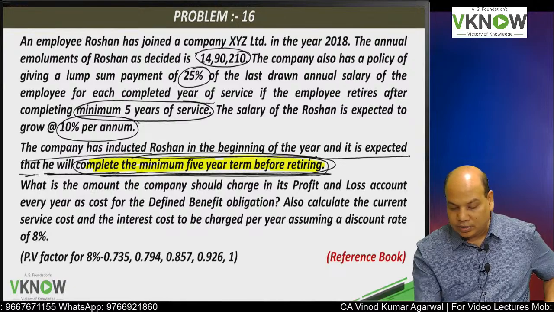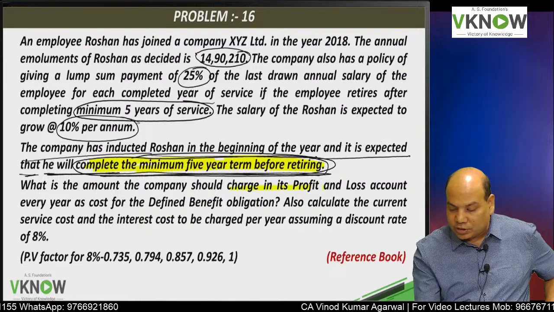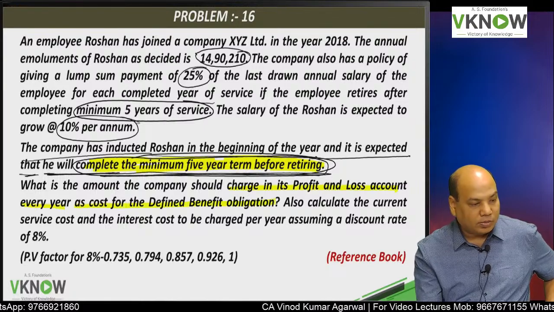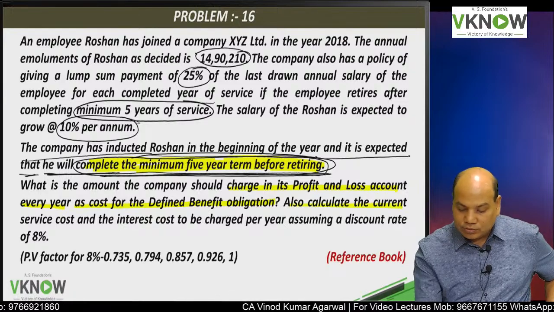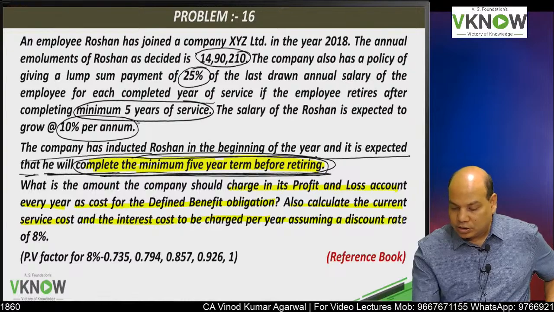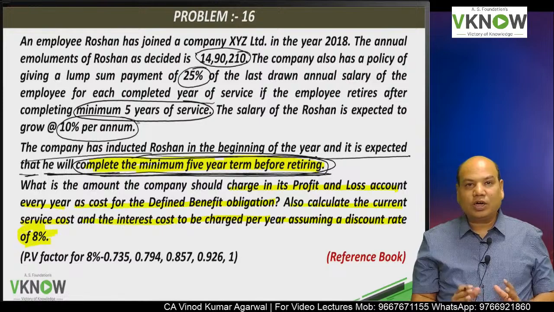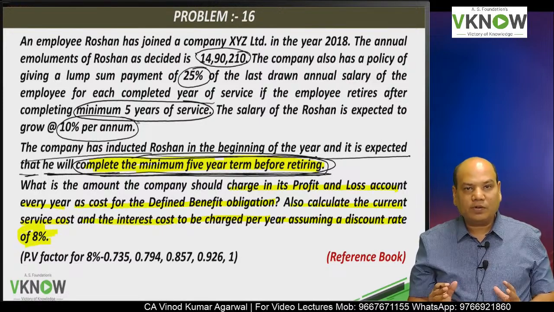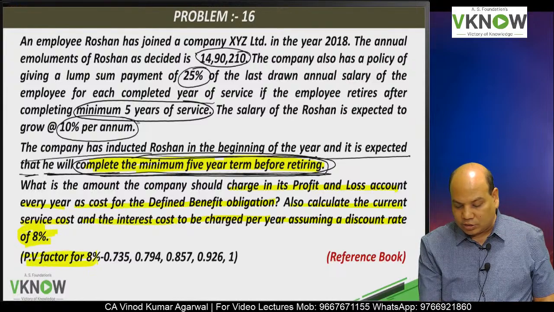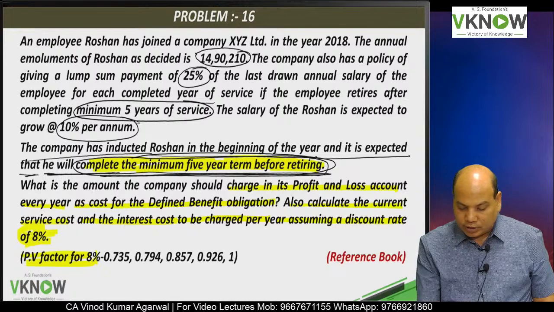Before retiring. What is the amount the company should charge in the P&L account every year as a cost of defined benefit obligation? Also calculate the current service cost and interest cost to be charged per year, assuming a discount rate of 8%. And your kind institute, your lovable institute has given you present value factor also. Okay, so you can check the present value factor.